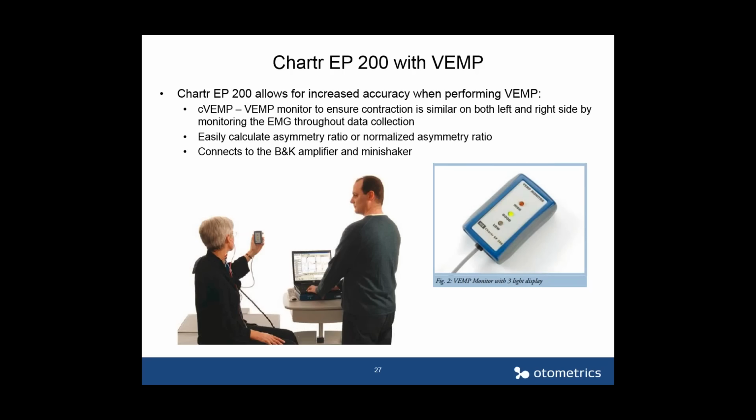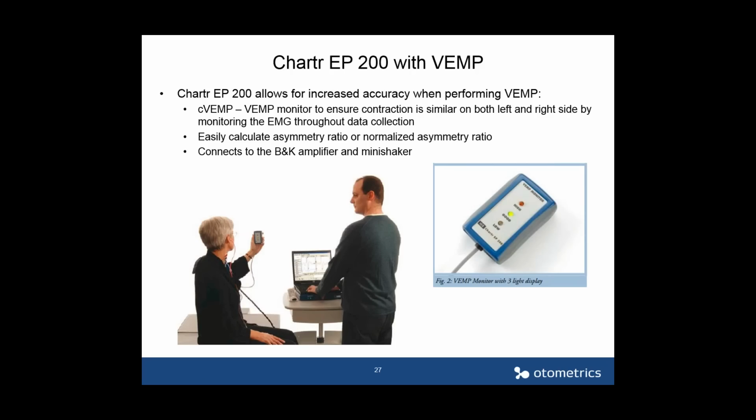If they contract too much, the orange light, which is the high, says high, would come on. If they're not contracting enough, a blue light for low would come on. So it makes it very, very easy to monitor the contraction of the neck muscle. It also has an asymmetry ratio. We provide this normalized and not normalized.